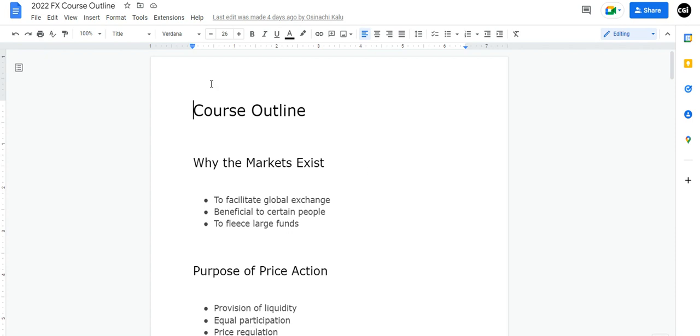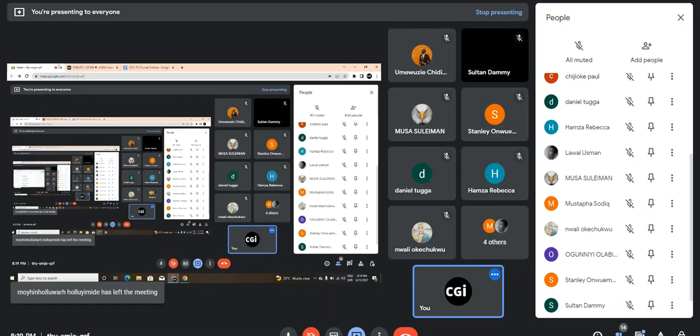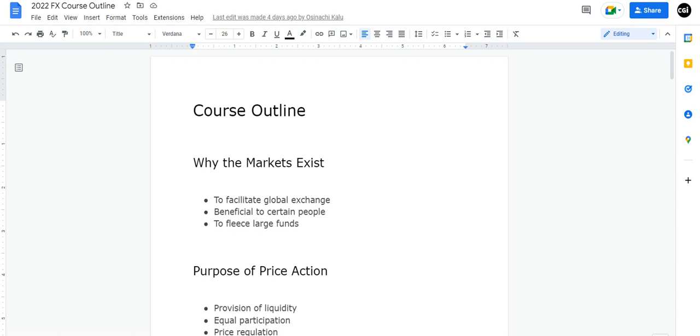Okay, yes. So financial markets are just these things that you trade and make money. Simple. So why do the markets exist? Number one, to facilitate global exchange. We can facilitate global exchange with the use of the financial markets.